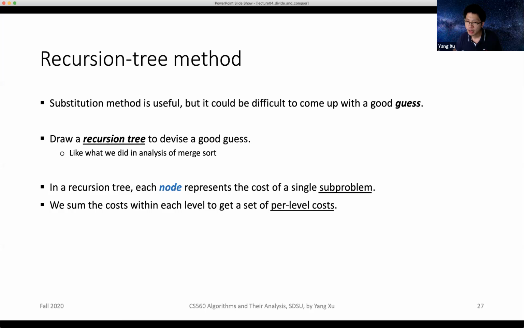The PowerPoint is already available. I uploaded the PDF versions. Upload the PDF to Canvas. I think you can see it.